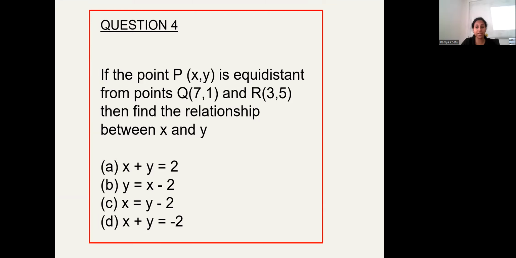For this question, I will discuss the long method as well as the short method. I'm discussing the long method because I want to review the concept. But there's a shorter thing also which you can apply.